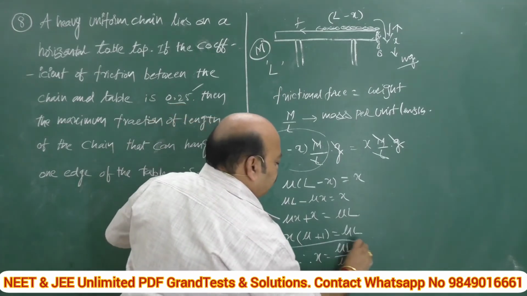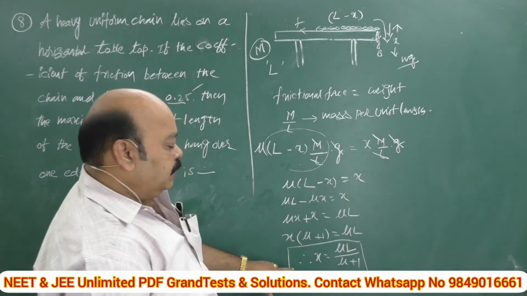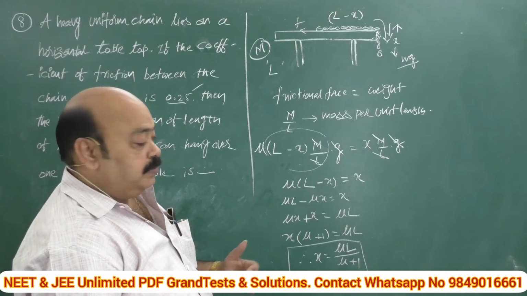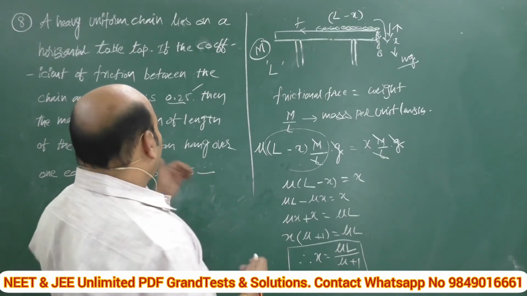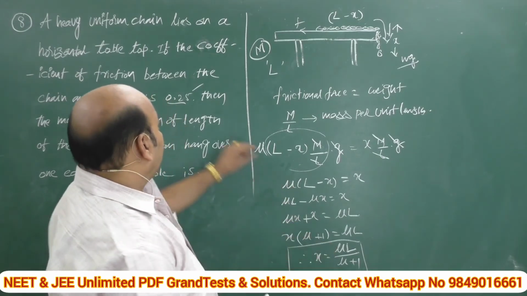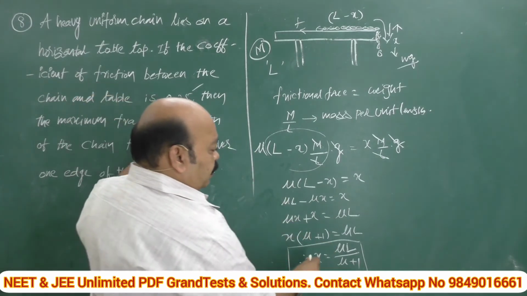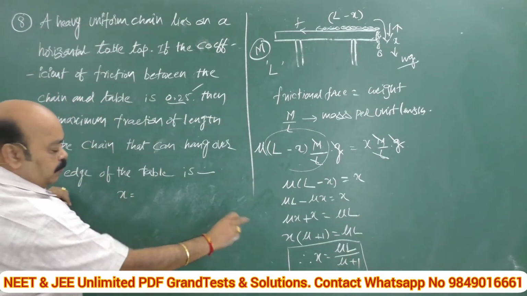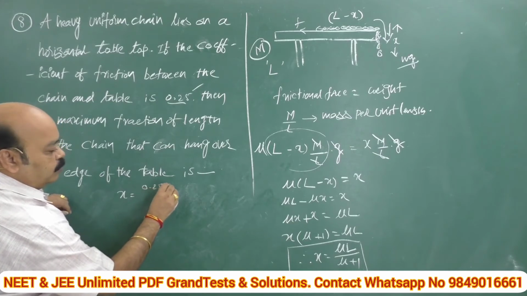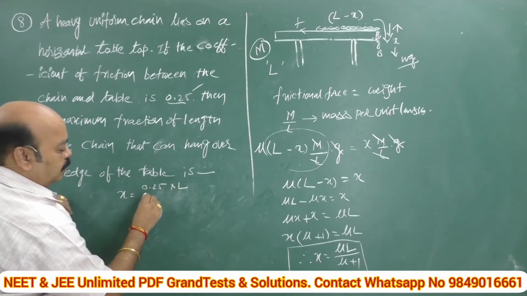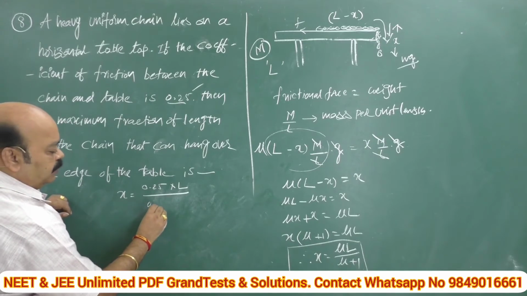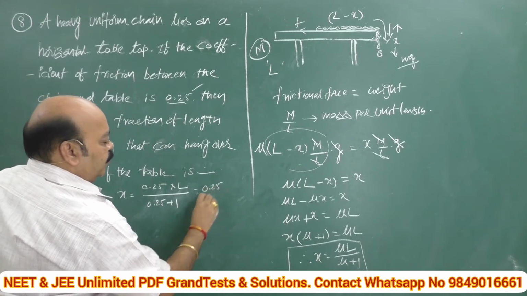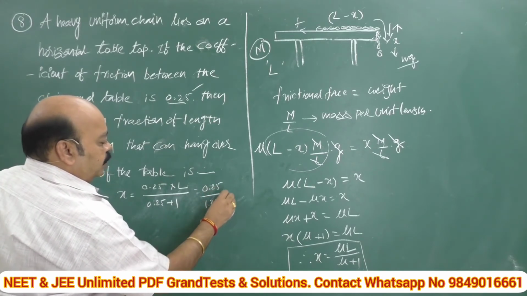That's all. The part that can be hanged without skidding is this one. From here onwards, the question may be different. It may be asked what part can hang. If we substitute the value of the coefficient of friction, how much is it? It is 0.25. If I substitute, x is equal to 0.25 into length L divided by (0.25 plus 1), nothing but 0.25 divided by 1.25 into L.